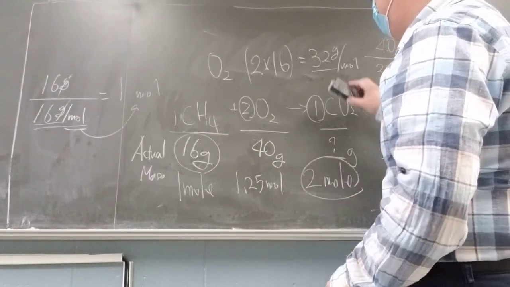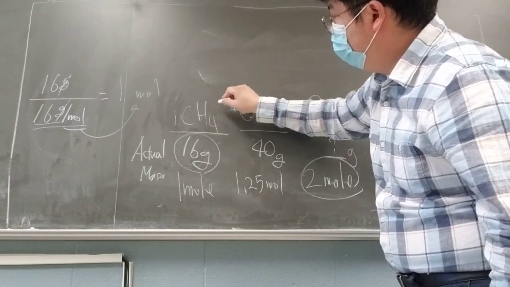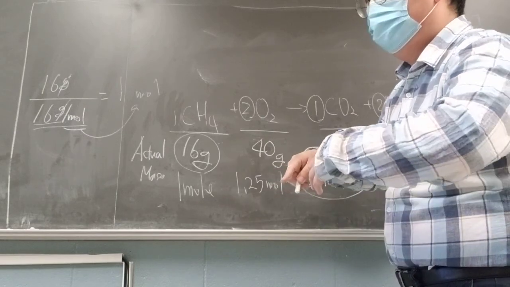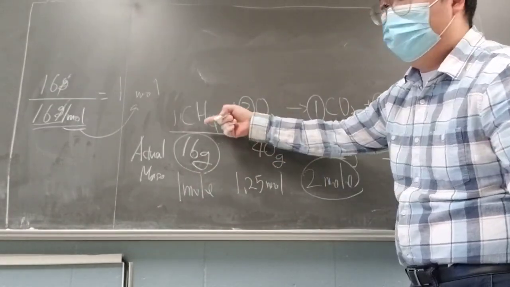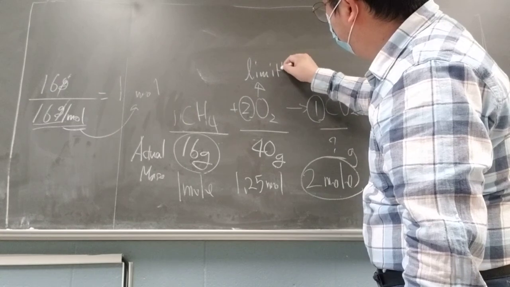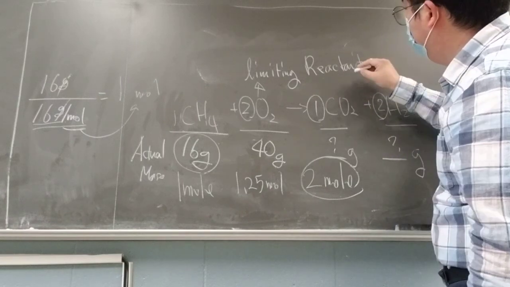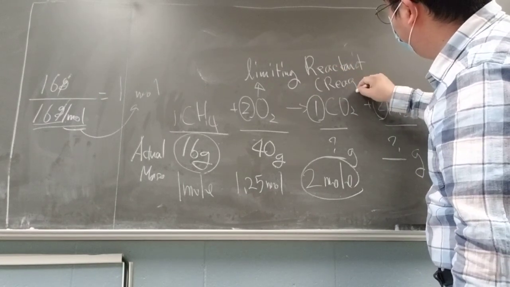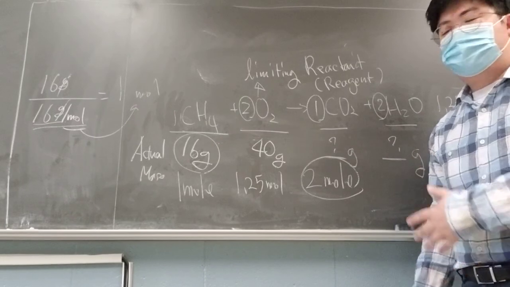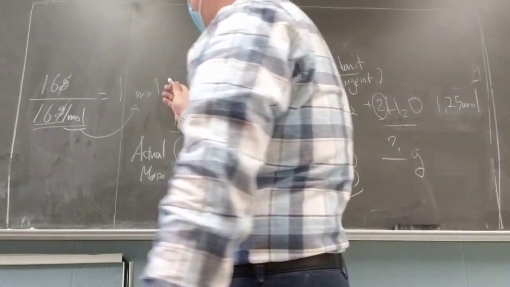So that means between these 2 reactants here, this is a reactant, this is another reactant here. This is what we need more. This is what limits the real full reaction here. So this is what we call the limiting reactant, or you can say limiting reagent. It's the same meaning. Okay, because this is the one that limits the full chemical reaction.